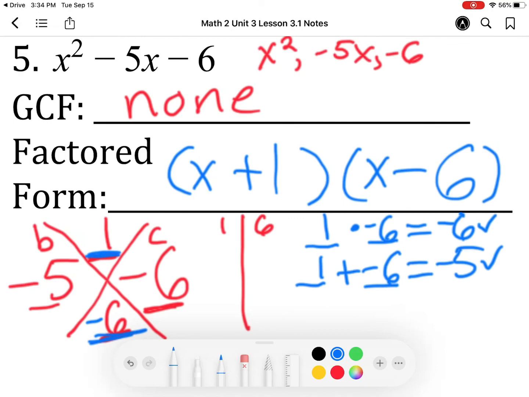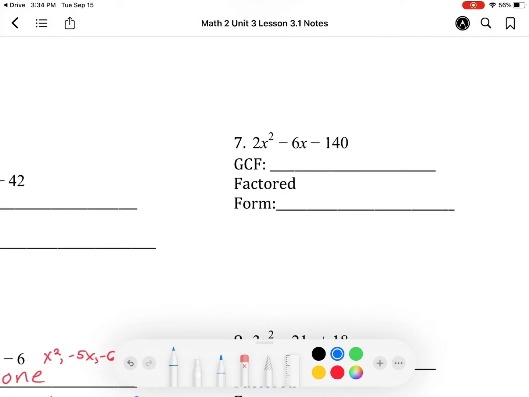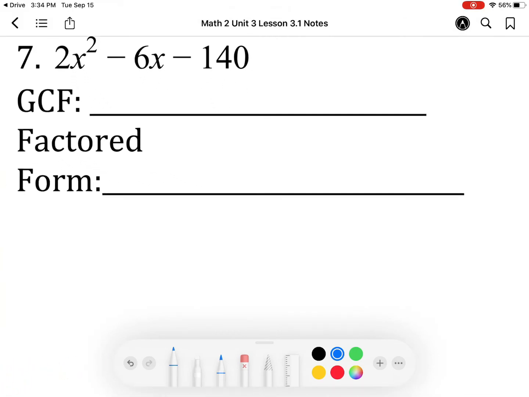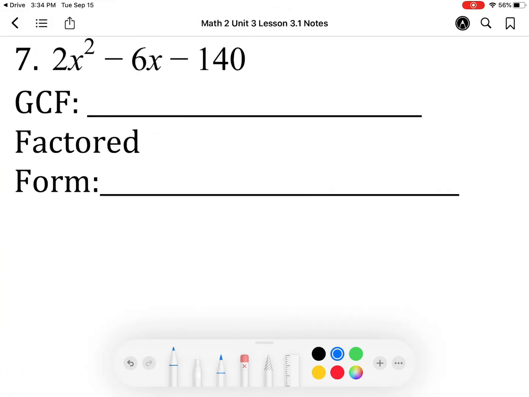Now, what if there was a GCF? What if we had this problem? Looking at 2x squared, negative 6x, and negative 140. Again, you can use your factor trees to figure out what is in common. Hopefully we can see, though, that it's 2. There's not a variable in each term, so the variable is not part of it.